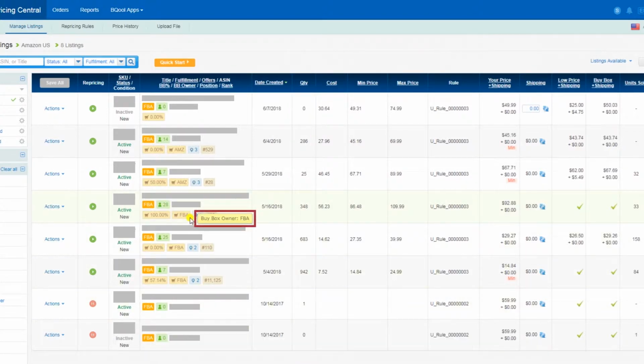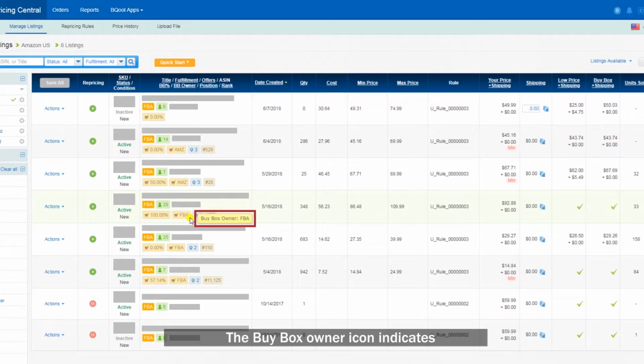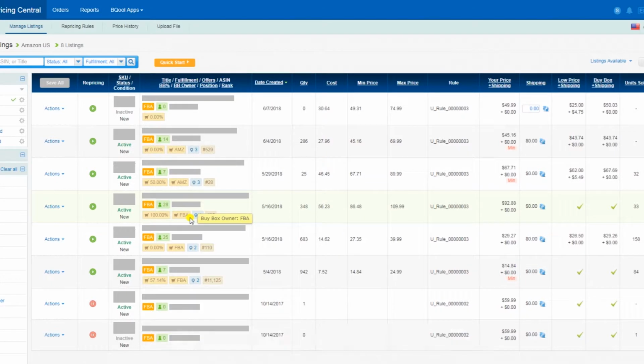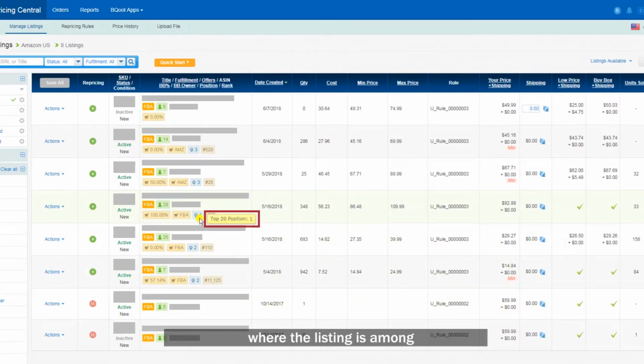Buy box owner. The buy box owner icon indicates what type of seller is in possession of the buy box right now. Position. The position indicator shows where the listing is among the top 20 competitors. Rank. Rank shows the position of the listing's seller rank. The information is updated by the SQS reports that we collect from Amazon.